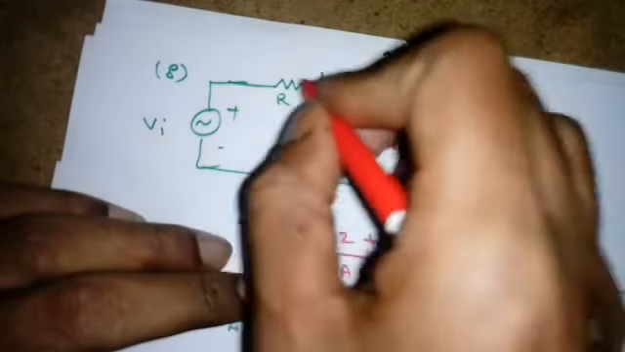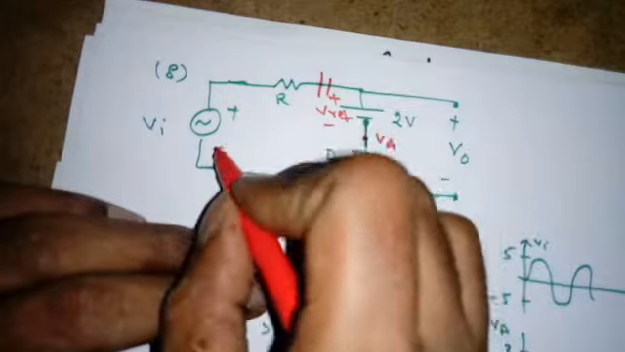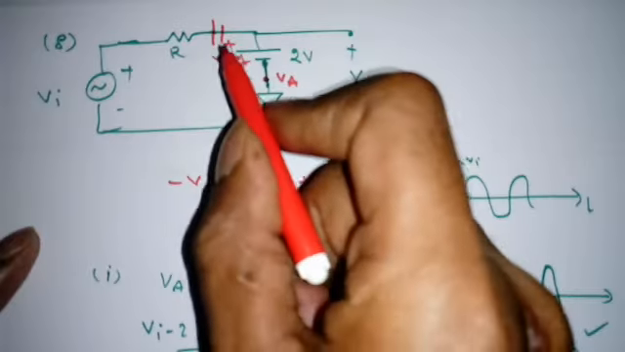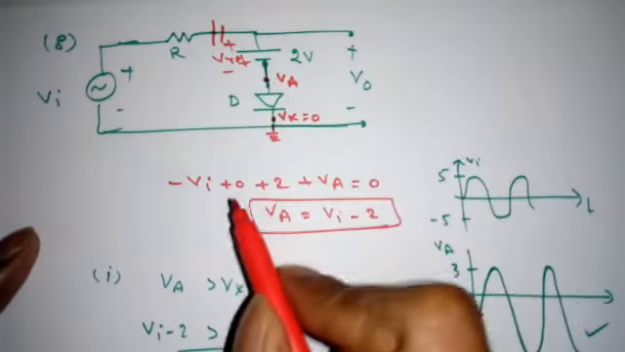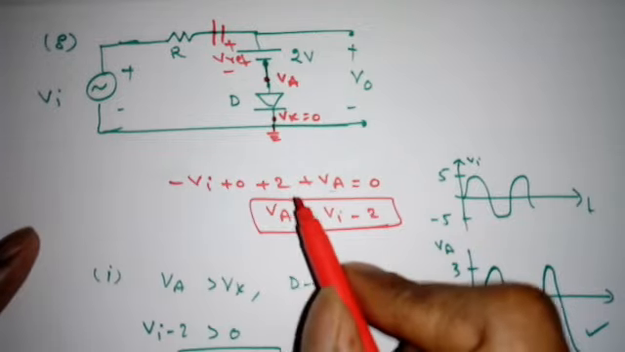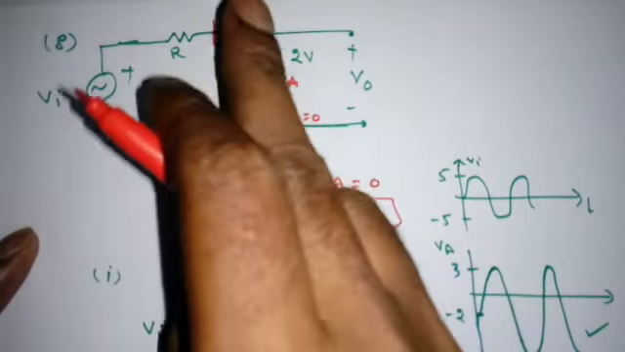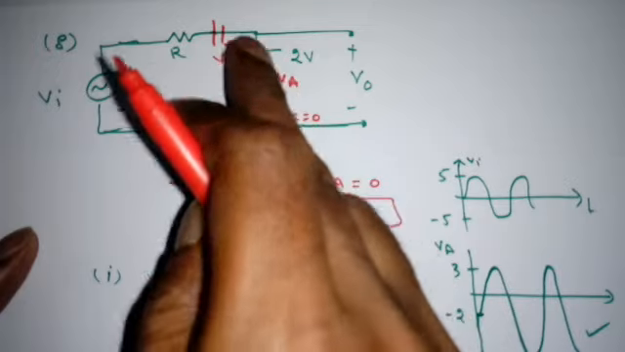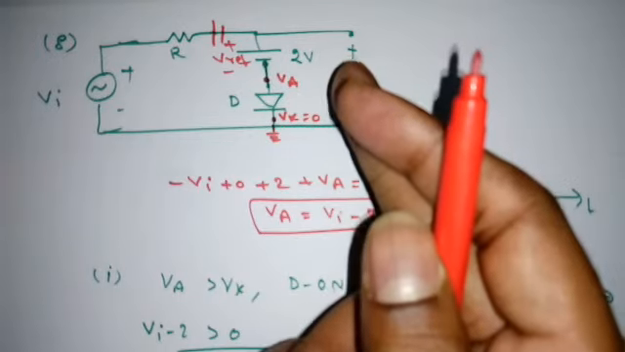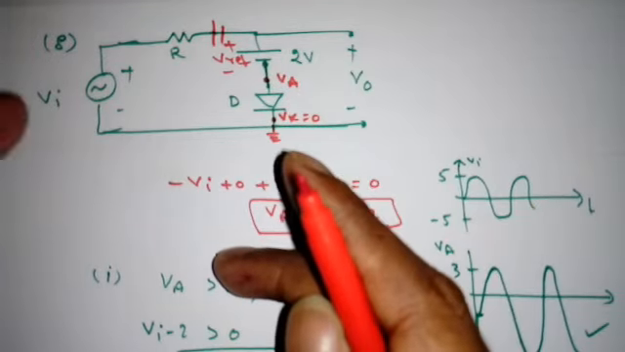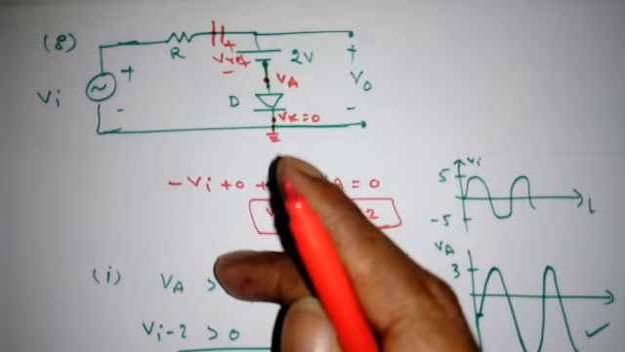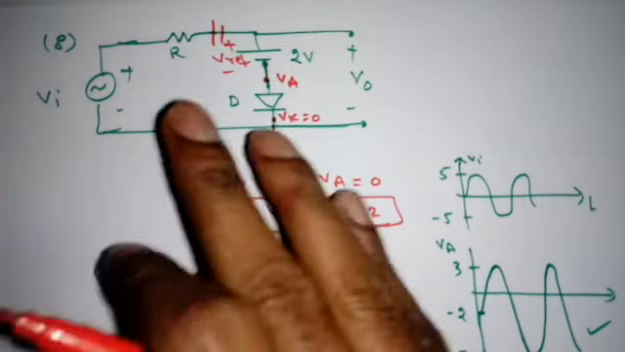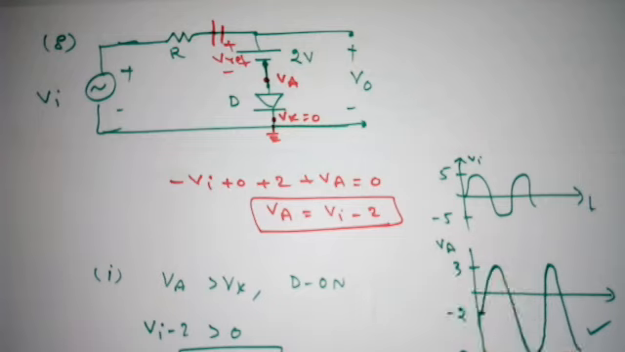Why? Again apply KVL and find Vi. You will get the same: minus Vi plus 2 plus Va equal to 0. So minus Vi, anyway this is 0, plus 2 plus Va. If you reverse the polarities, or place the battery here or here or here, you will get the same operation, right? So that you can try on your own with ideal case, with practical case, etc. So this is about all the shunt clipping circuits.